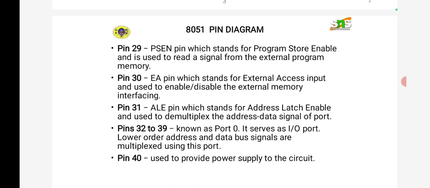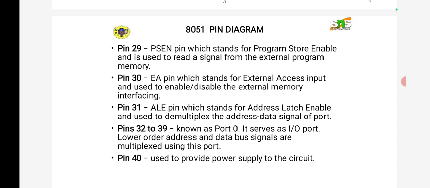ALE means address latch enable. If this pin is activated high, it acts as an address bus. When it is activated low, it acts as a data bus. Likewise, EA is external access. If the pin is activated high, we are using the internal memory, and when it is activated low, then we are using the external memory.